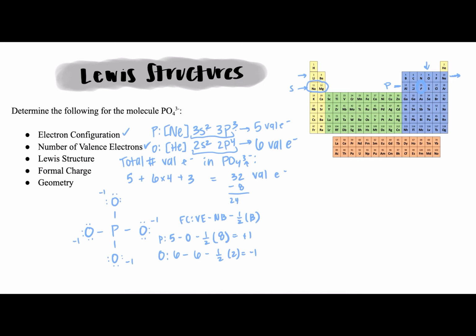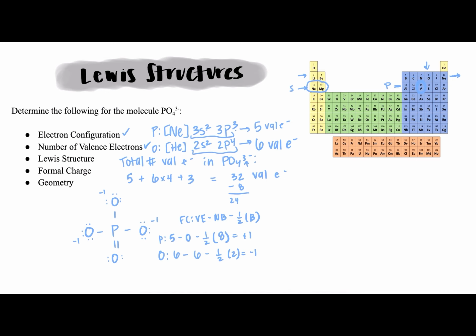So what we can do is we can form a double bond. So we're going to take one of these lone pairs from the oxygen, it doesn't matter which oxygen, and we're going to make it into a double bond here. So now the oxygens still have a full octet, but phosphorus has an expanded octet, which is okay because that follows one of our exception rules.